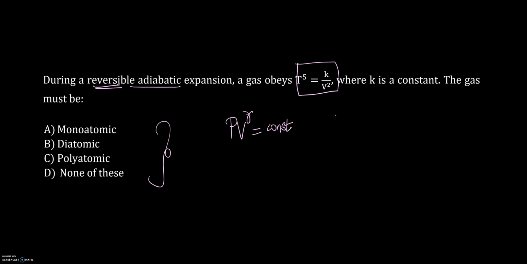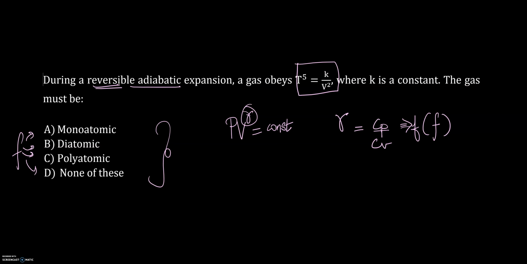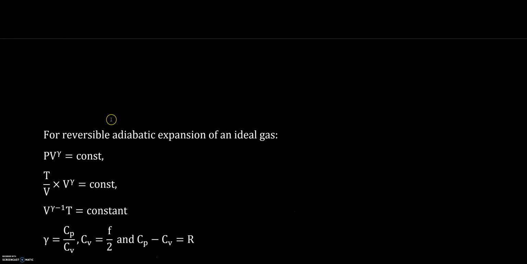Now, in this case, we're lucky because gamma is a relationship between Cp and Cv, and both of these are a function of the degrees of freedom f. This f would be different for each of these gases, and that's how we can figure out if the gas is monatomic, diatomic, polyatomic, or maybe something else altogether. So that's how we're going to solve this question. We're going to find the value of gamma from this relationship, then get f, and then figure out the atomicity of the gas. So let's get started right away.